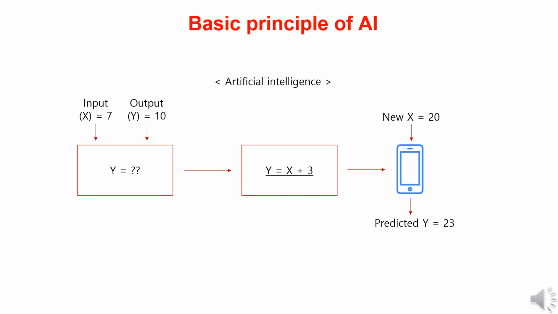To briefly explain the basic principles of how artificial intelligence works, AI focuses on training with data X and Y to find patterns, and then using those patterns to predict what Y will be when a new X is input. For example, if you input 7 as X and 10 as the corresponding Y, the AI might discover a model where Y equals X plus 3. If this model is connected to the internet or an app, and a user inputs a new number like 20, the AI will predict the result to be 23.